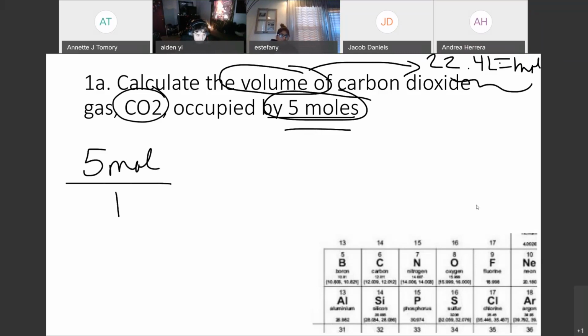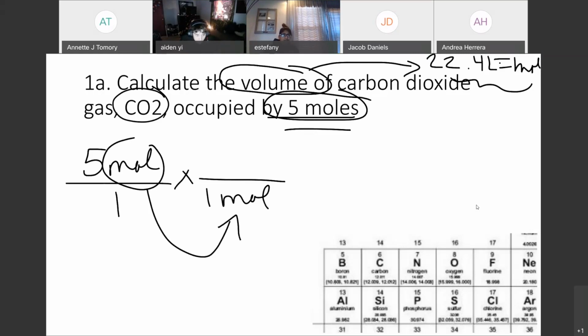All right, so we have moles on top. What am I going to do on the bottom of the next one? Raise your hand if you think we're putting in 22.4. Raise your hand if you think we're putting in 1 mole. I didn't see anybody raise their hands. It is 1 mole. It's actually 1 mole because moles are on top. Whatever unit's on top needs to be put on the bottom. 1 goes with moles.